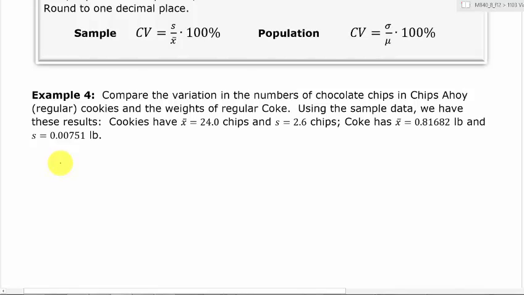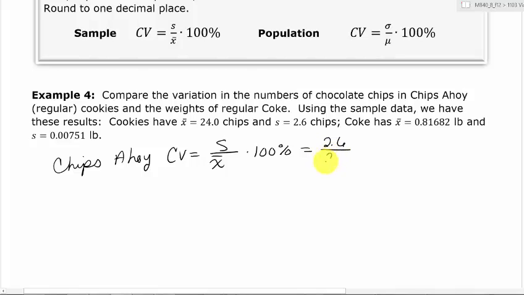So let's compute the CV for both of these. The sample standard deviation for the Chips Ahoy cookies was 2.6. We want to divide that by the mean of 24 and then multiply by 100%. So if we take 2.6 and divide it by 24 and then multiply by 100% and then round to one decimal place, we get 10.8%.